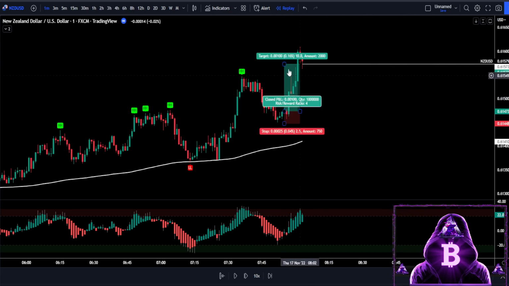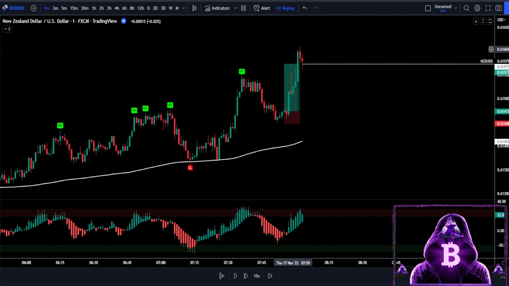So in this example, the market reached a maximum of 5-to-1 risk to reward, but our stop loss was set at 4-to-1 risk to reward ratio. The market triggered it, and we closed this trade in some nice profit as well.